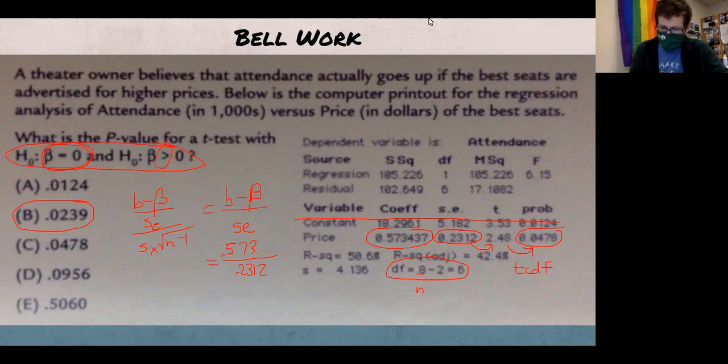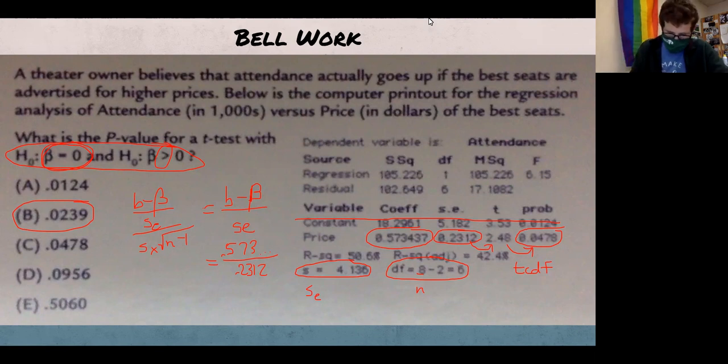This right here is always S sub E. And it's important to remember S sub E is different from SE. SE is your standard error. S sub E is the sample standard deviation of your residuals. So that 4.136 is the average difference there is from the predicted value.